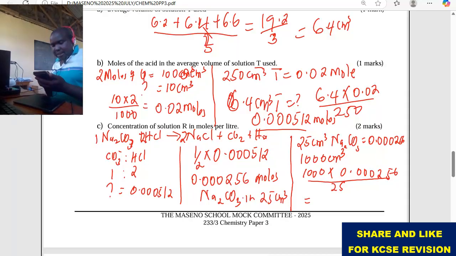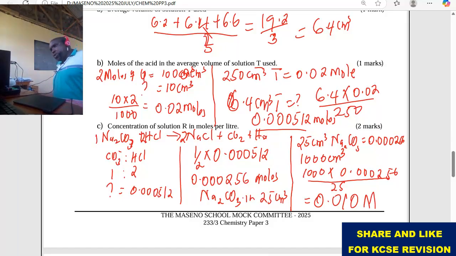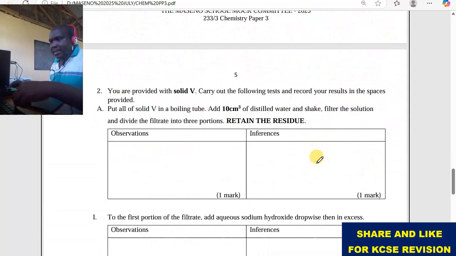So that is answer times 1000 divided by 25. You get 0.010 M. Capital M stands for moles per liter. So molarity, you give it to 3 decimal places. In chemistry, you can always be sure to give molarity to 3 decimal places.